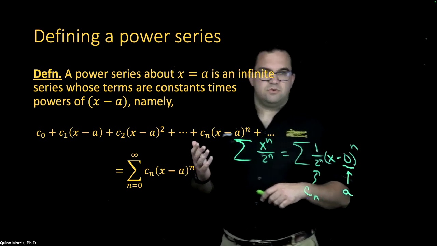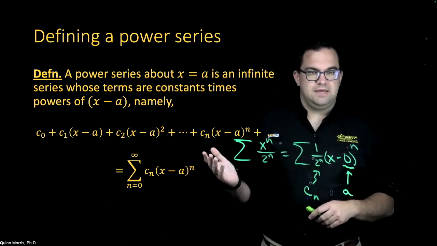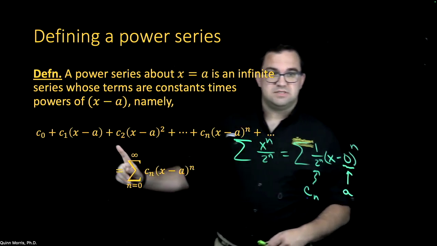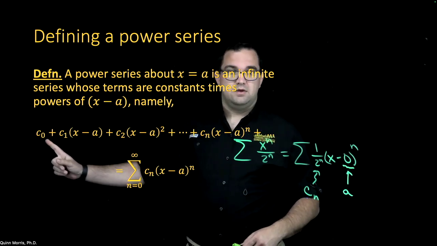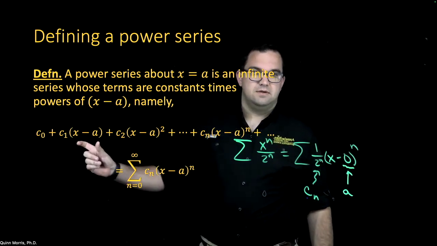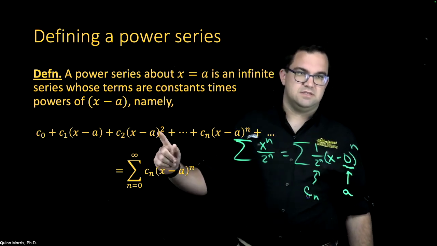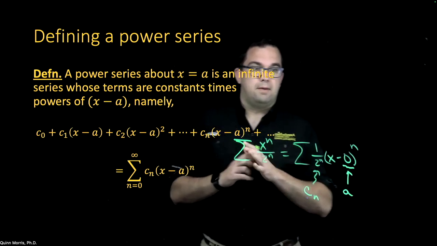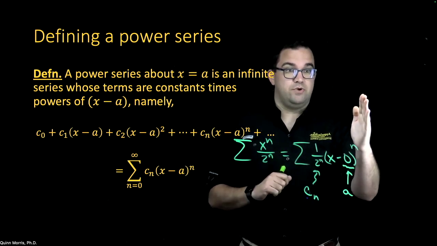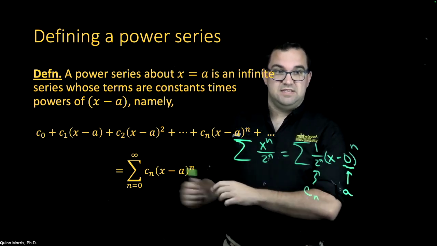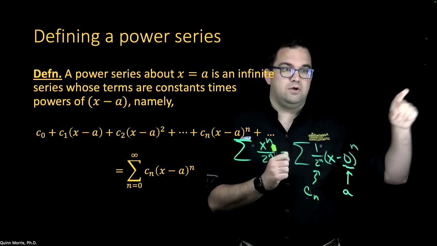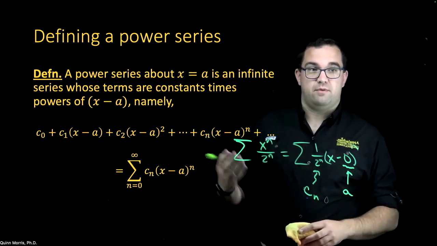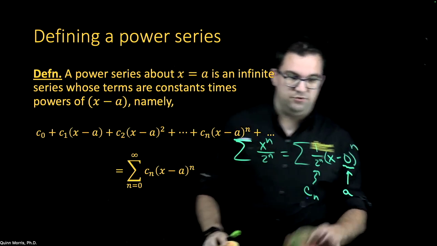The way to think about power series is that they are an extension of polynomials. This is essentially like a polynomial: a constant plus a constant times x to the first power plus a constant times x to the second power, and so on. But polynomials have some highest degree. These are infinite series, so it's like a polynomial of infinite degree in some sense. It's really an extension of the notion of a polynomial to an infinite series.